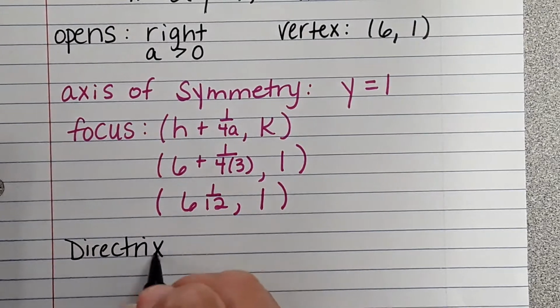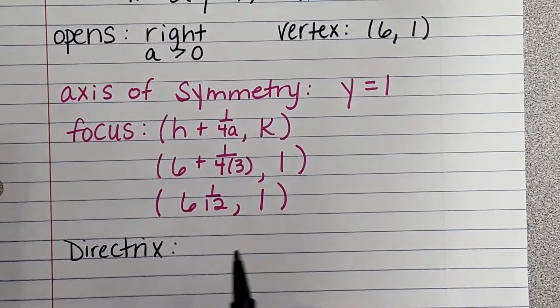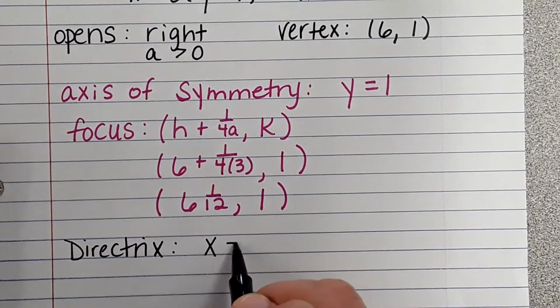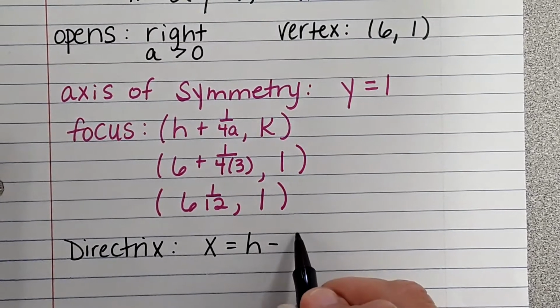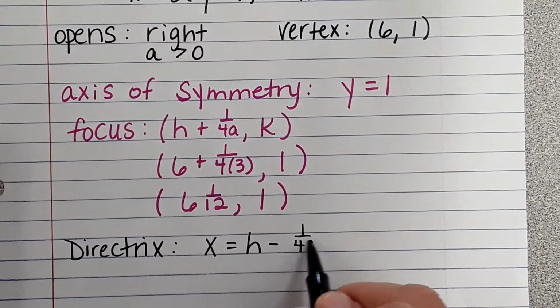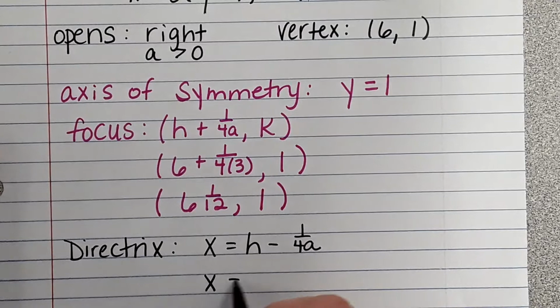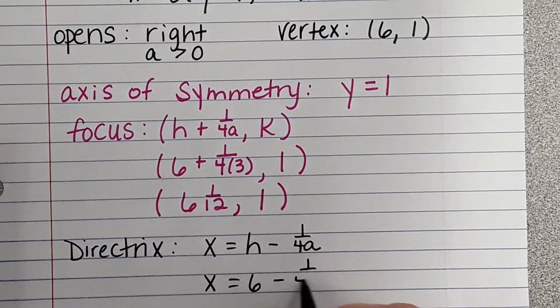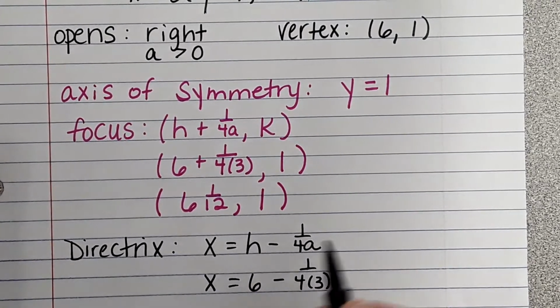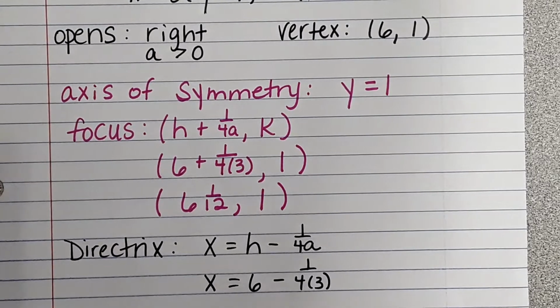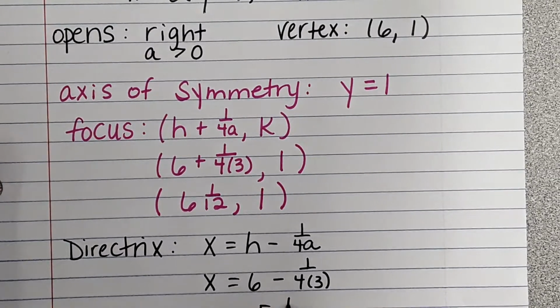Okay. What is the directrix? X equals H minus 1 over 4A. X equals 6 minus 1 over 4 times 3, which is 1/12. So X equals 5 and 11/12.